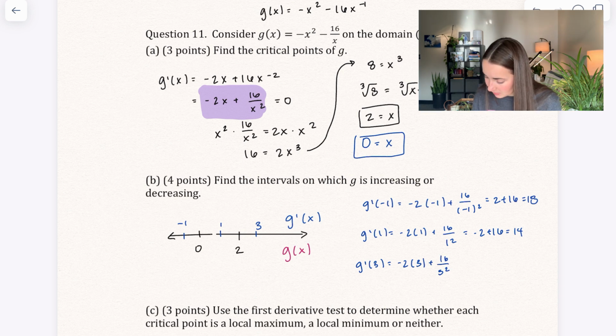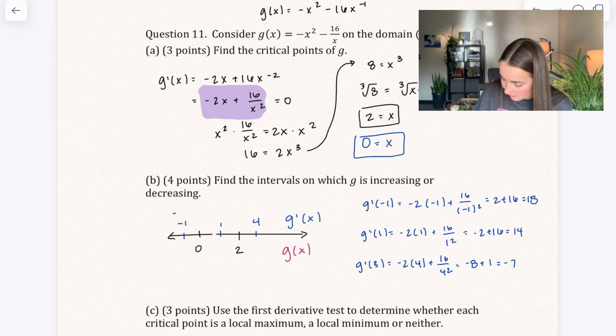So now that I'm trying to plug in 3, I realize it's not going to turn out very nicely. And actually, if I chose 4, it would be a bit nicer. Yeah, that was much nicer. Okay, so here when I plugged in a value of negative 1, I got a positive value, which tells us that our function is going to be increasing on the left side of 0. Then when I plugged in 1, I also had a positive value, which tells me we're going to continue increasing on the other side of 0. And then when I plugged in 4, I finally got a negative value, which tells us our function is decreasing.